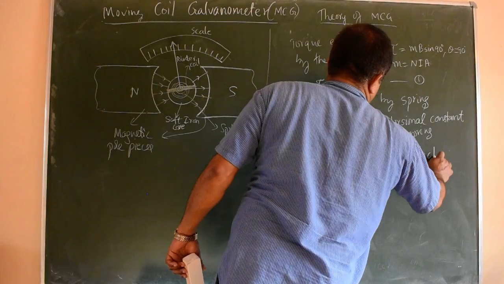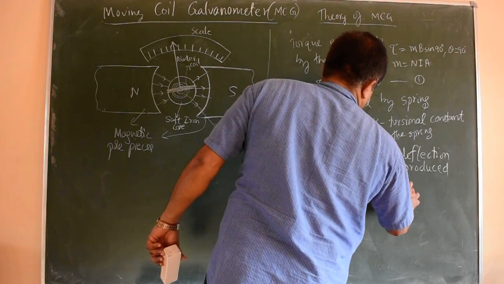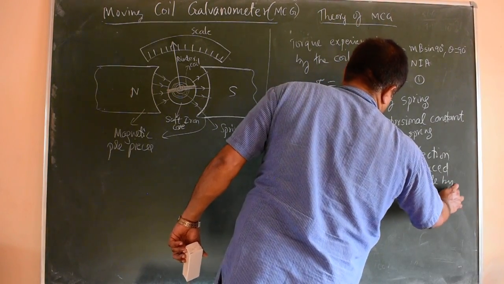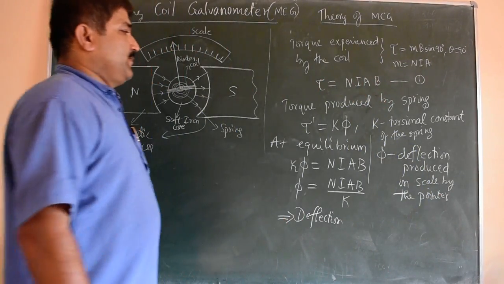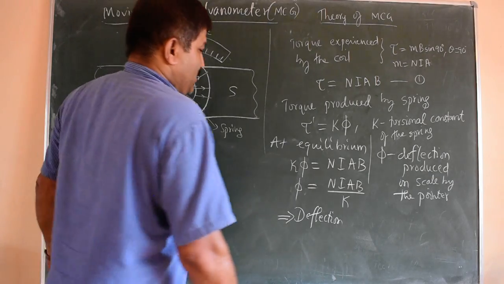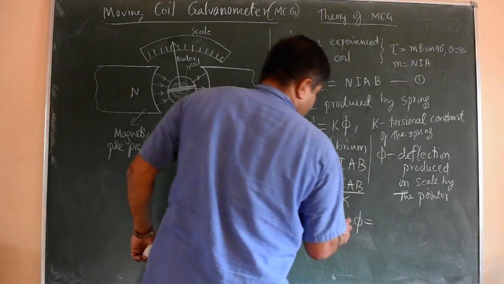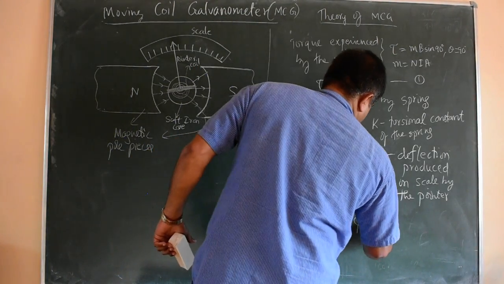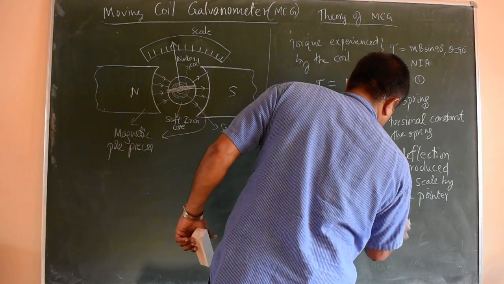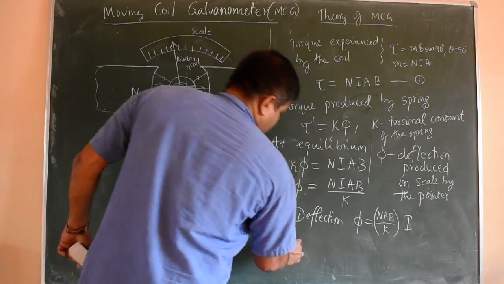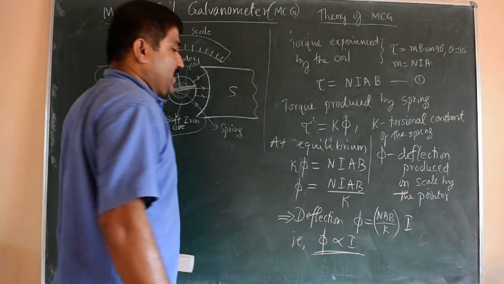How much deflection? How many divisions? Deflection produced on the scale by the pointer. How much deflection it produces on the scale, how many divisions deflection it is. So deflection is measured in terms of divisions. So deflection phi equal to NAB by k into I. So that means deflection phi is proportional to the current. This is the final conclusion.